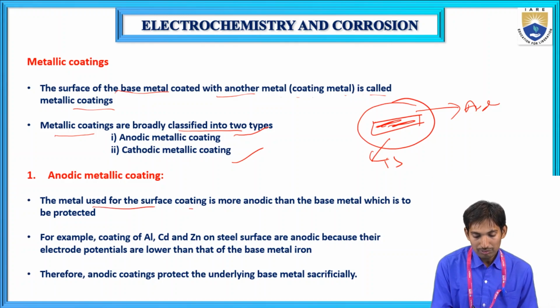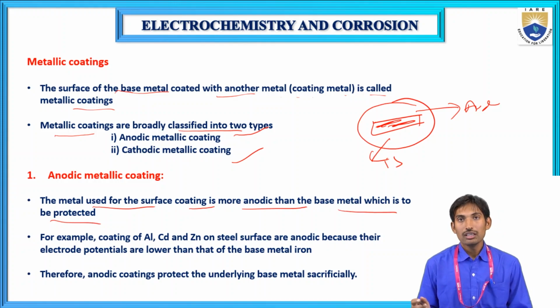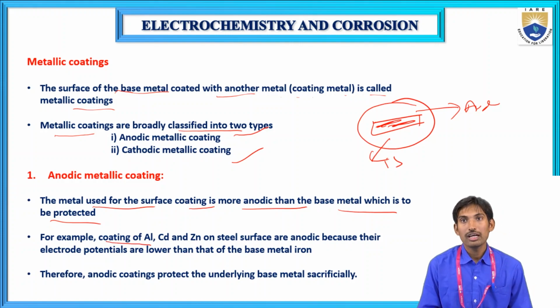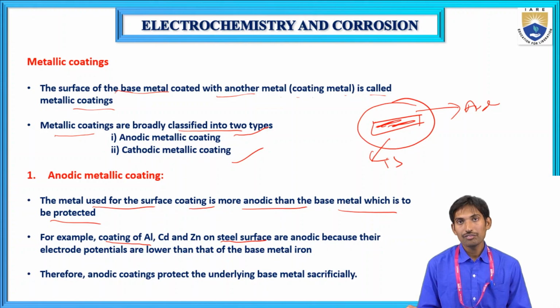The metal used for the surface coating is more anodic than the base metal, which is to be protected. In anodic coating, we are coating with anodic metals, meaning the reduction potential of the coating metal is less compared with our base metal. For example, coating of aluminum, cadmium, and zinc on a steel surface is an example of anodic metal coating. Here our base metal is steel. We are coating with cadmium, zinc, aluminum. These are anodic metals, having less reduction potential compared with our steel surface.